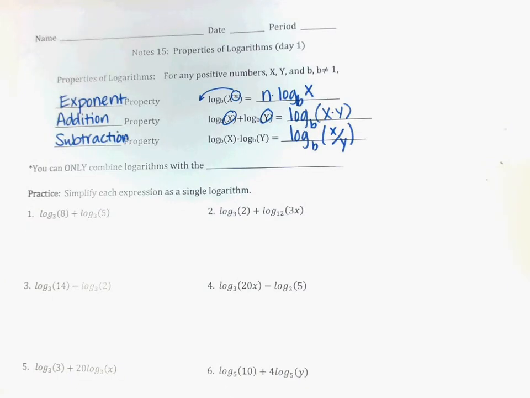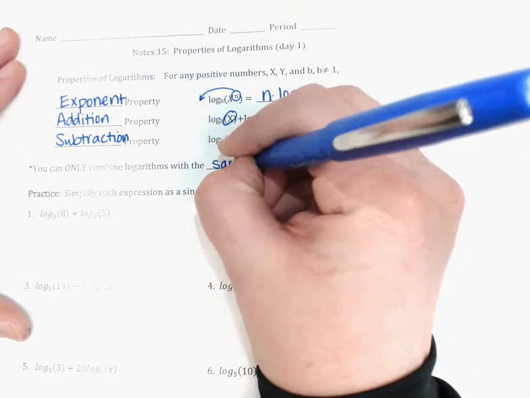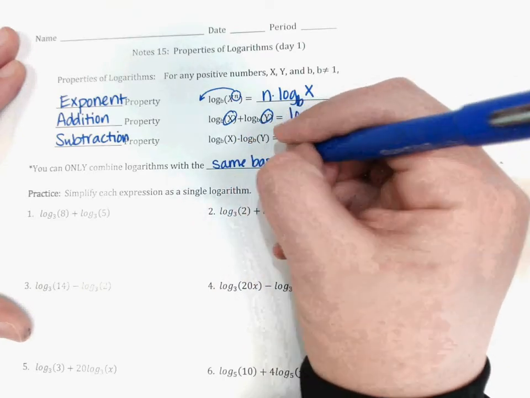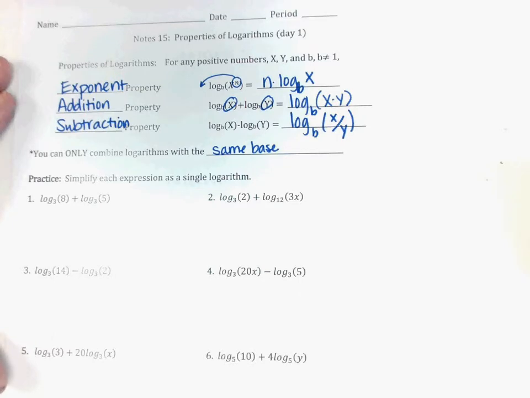Okay, so all 3 of those you should have already learned. We're just going to solve with them today. Now, you can only combine logarithms that have the same base. So if the little number's different, you cannot use any of those rules.